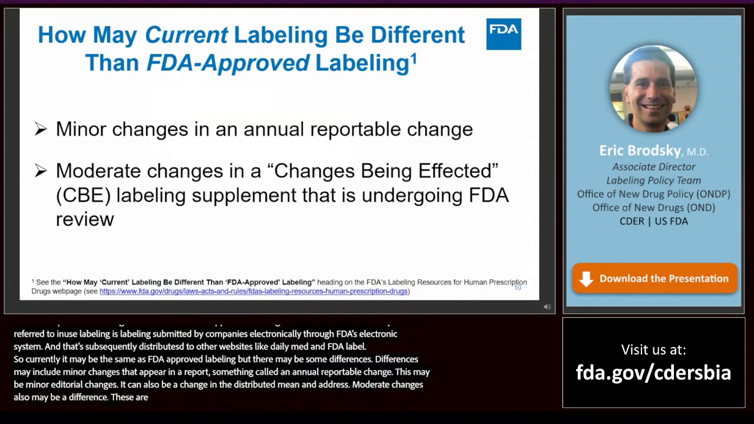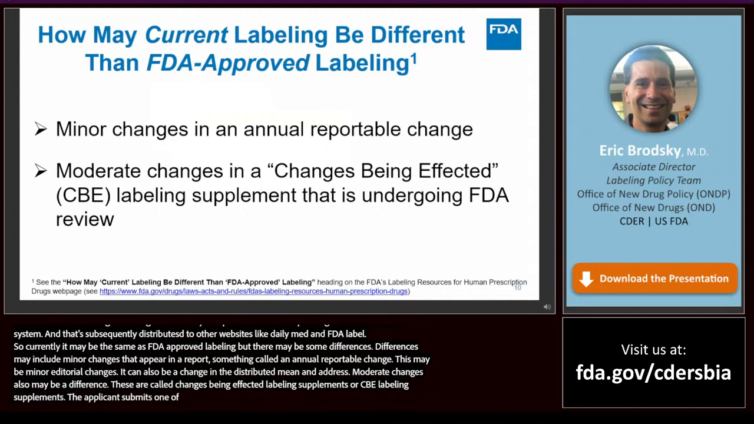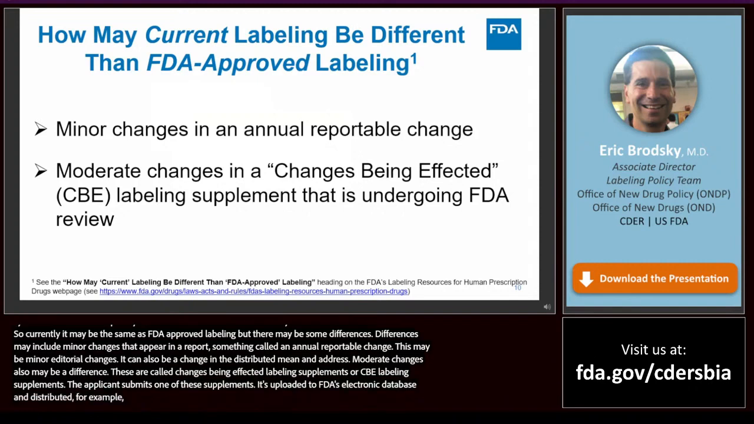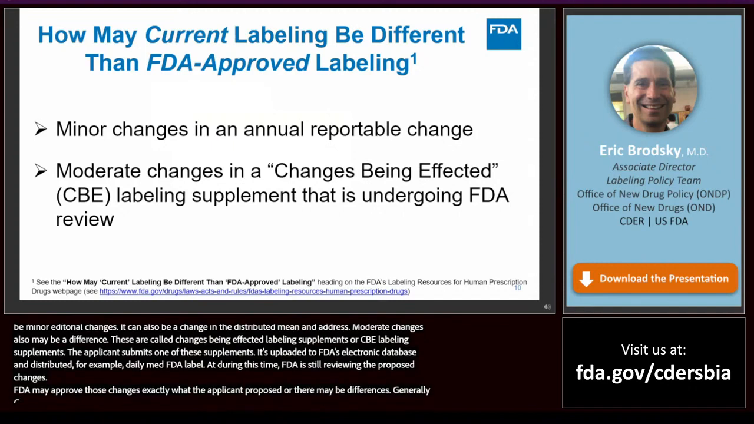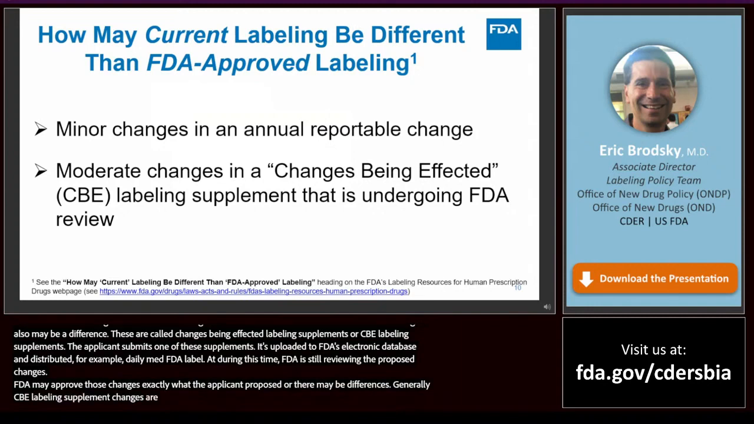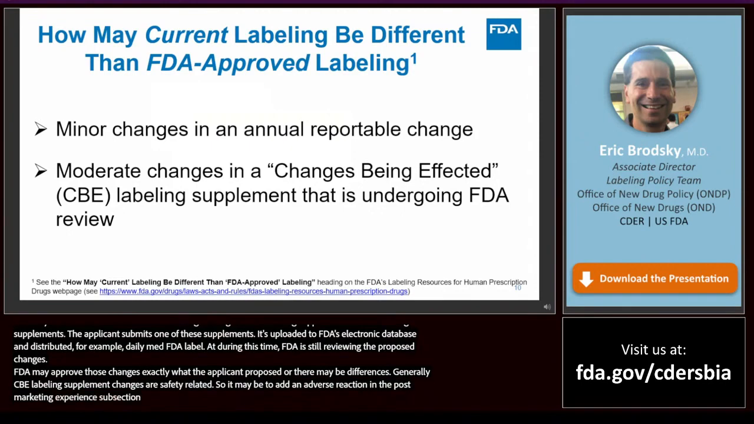These are called changes being effected labeling supplements, or CBE labeling supplements. So the applicant submits one of these supplements. The labeling is uploaded to FDA's electronic database and then distributed, for example, to DailyMed and FDA Label. During this time, FDA is still reviewing the proposed changes. FDA may approve those changes exactly as the applicant proposed, or there may be some differences. Generally, CBE labeling supplement changes are safety related, so it may be to add an adverse reaction in the post-marketing experience subsection of the adverse reactions section, or potentially propose a new warnings and precautions section.